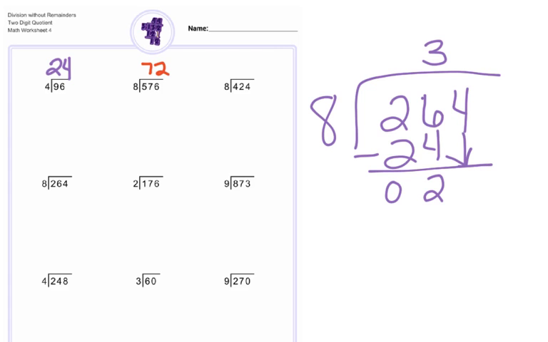And we can bring down our 4. And we know that 8 can go into 24 3 times, because 8 times 3 is equal to 24. And 24 minus 24 is equal to 0. So our answer is 32.